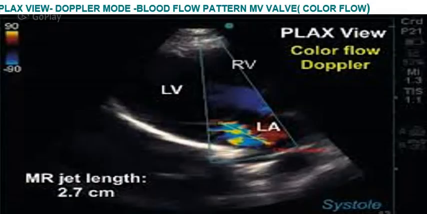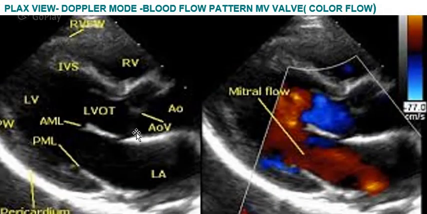The last view for us is basically the color flow mode. So after the 2D mode, the M mode, the Doppler mode, now the color flow mode. In the color flow mode, we can come to know whether the blood flow is regular or there is turbulence in the flow. The flow is regular if the valve area is normal in size. So here we can see this is a regular flow.